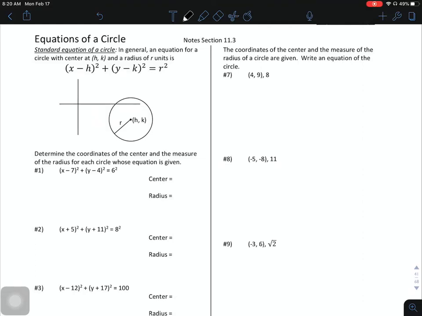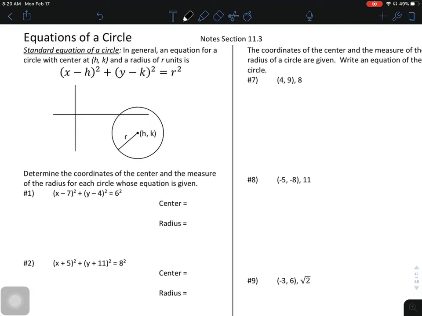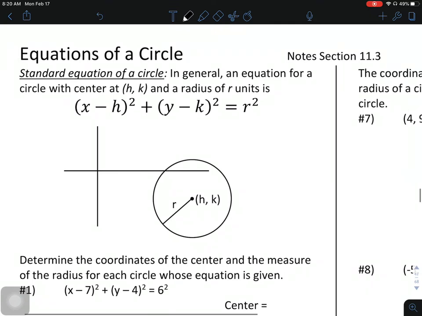This is Honors Geometry, Section 11.3, Equations of a Circle. Standard equation of a circle.